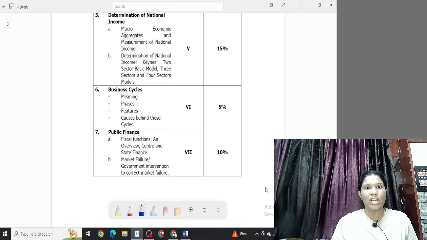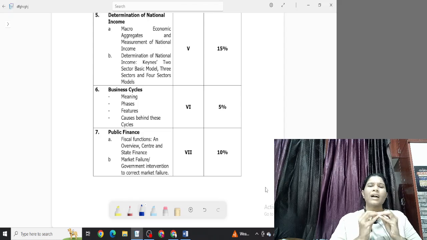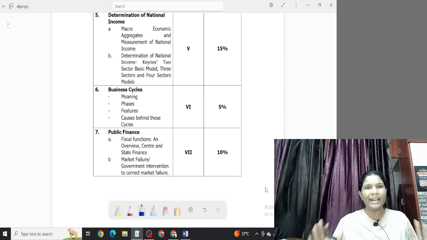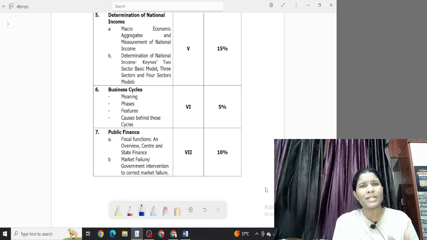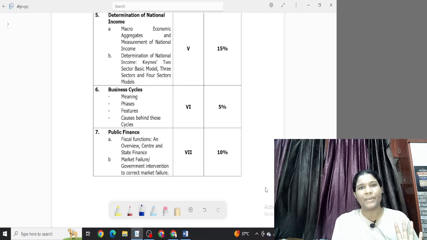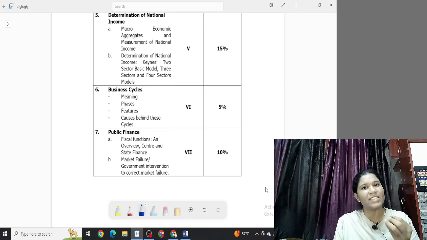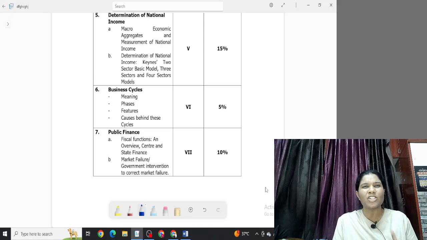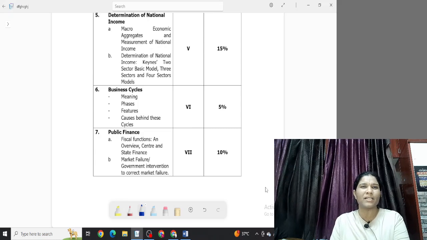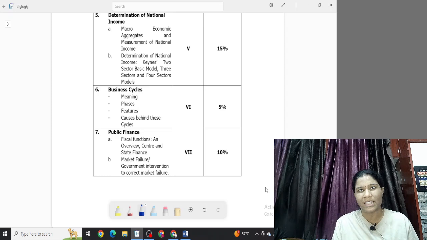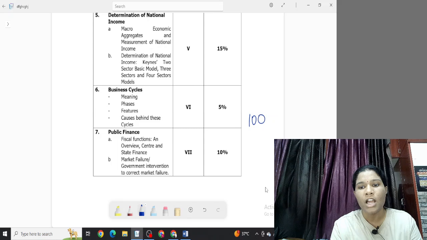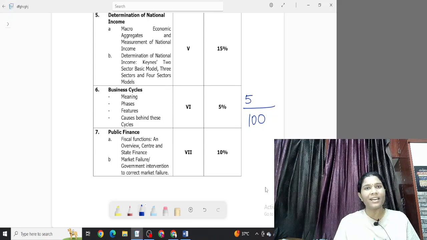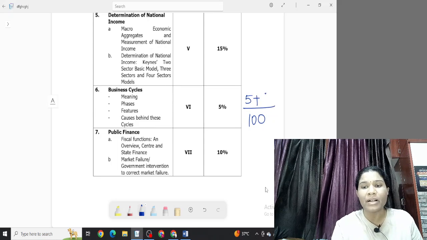Totally 10 chapters. If you allot 10 marks for each chapter, 10 chapters into 10 marks gives 100 marks. But here there are 2 chapters which are pretty light. That is chapter number 1, Introduction to Business Economics, where they're just talking about socialism, capitalism, microeconomics and macroeconomics. That's all, so for that they're giving 5 marks. Imagine, out of 100 marks you can get 5 marks by just reading the introduction chapter, and the other 5 marks come from the business cycle.